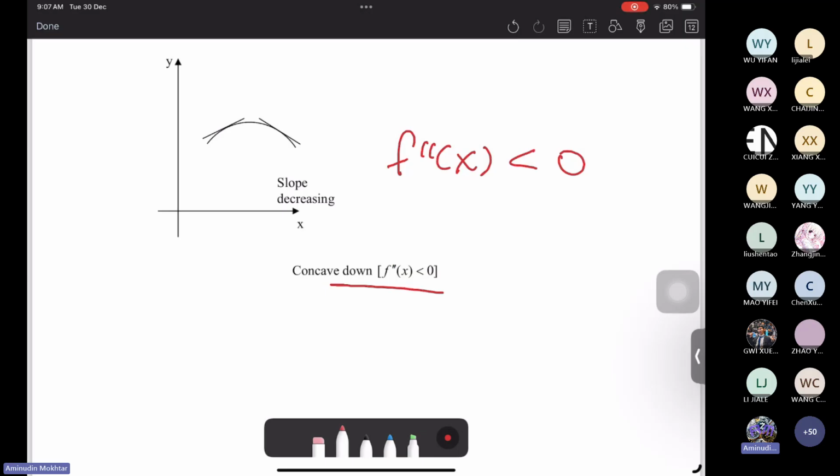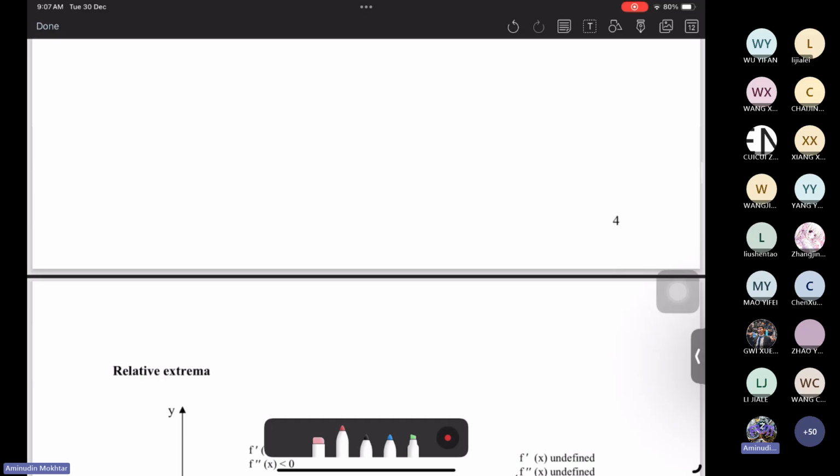In other words, in topic 1, if you refer to the quadratic, there are two shapes of quadratic function, whether the function is downward sloping or upward sloping, based on the value of a. In general, we can apply the first derivative and second derivative to identify whether the graph is concave up or concave down, based on the second derivative.